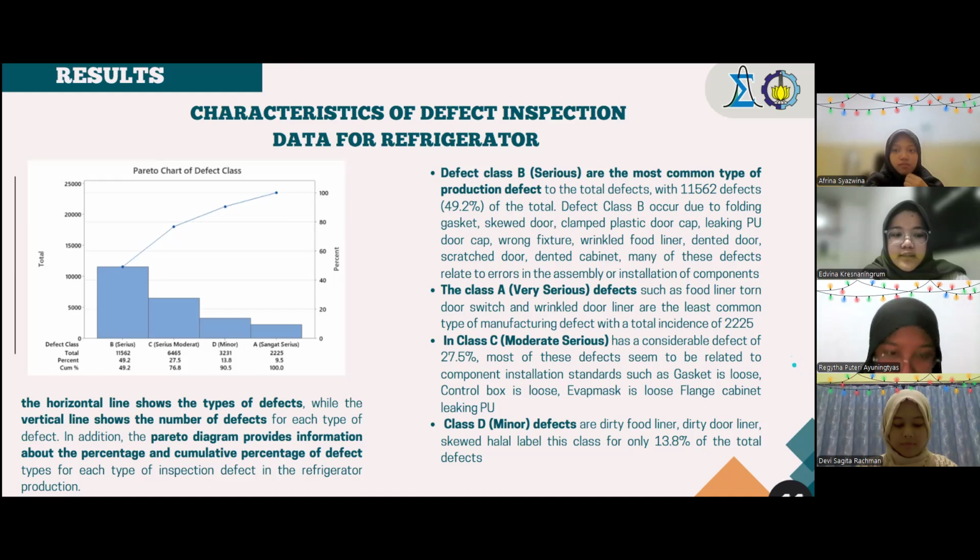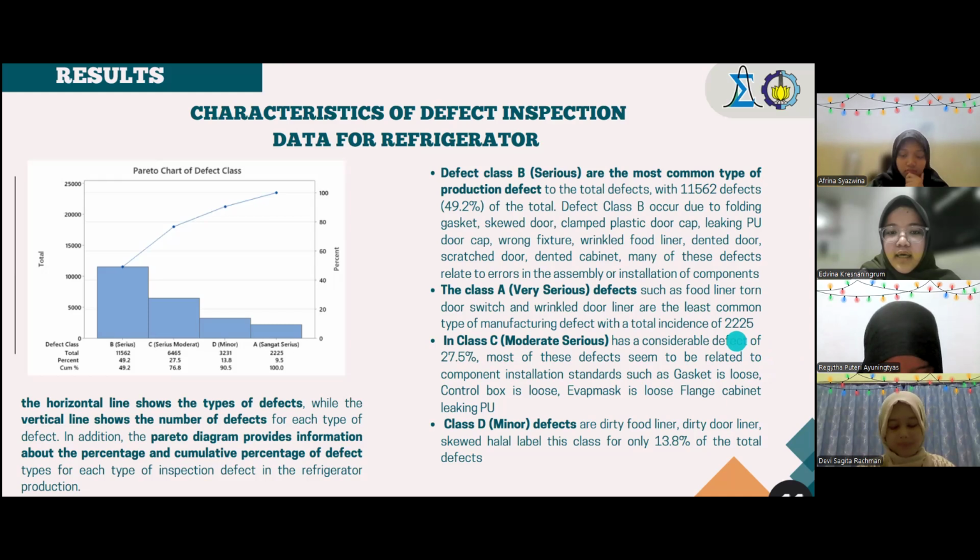And the analysis is, first, defect class B or serious are the most common type of production defect, with total defects of 11,562. Defect class B occurs due to folding gaskets, cut door, clamped plastic door cap, leaking PU door cap, wrong fixture, ring foot liner, then door, scratch door, then cabinet. Many of these defects relate to errors in the assembly or installation of components.